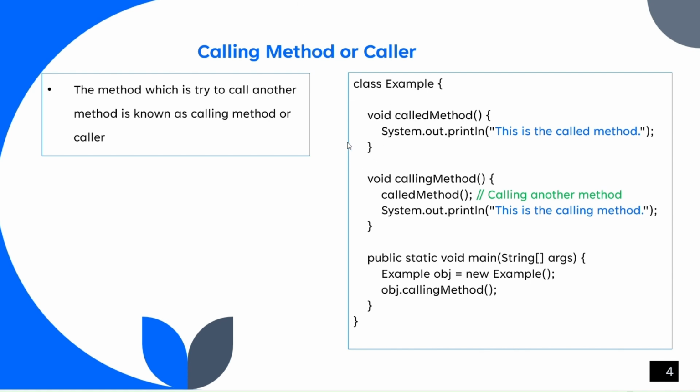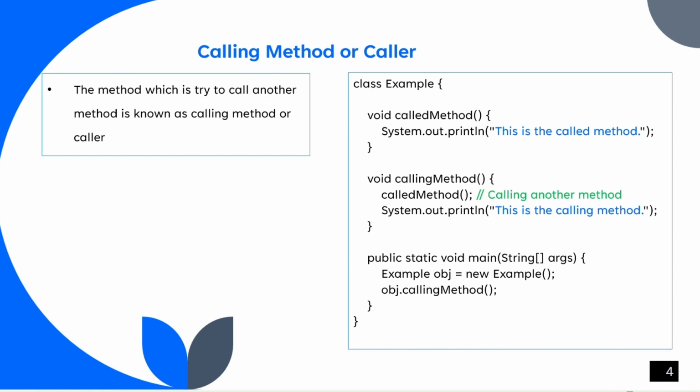The definition says, whenever the method call statement is executed, control is given to the called method. The same thing happens here. Control is given to the called method, and the called method is executed first. After that, the calling method will be executed.